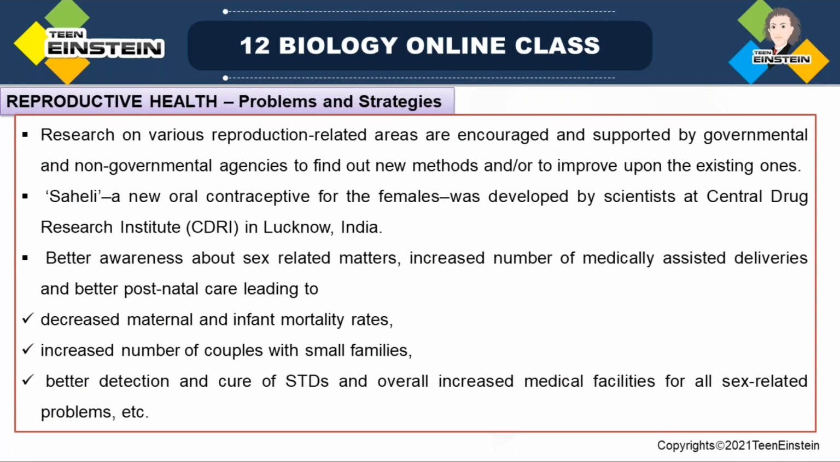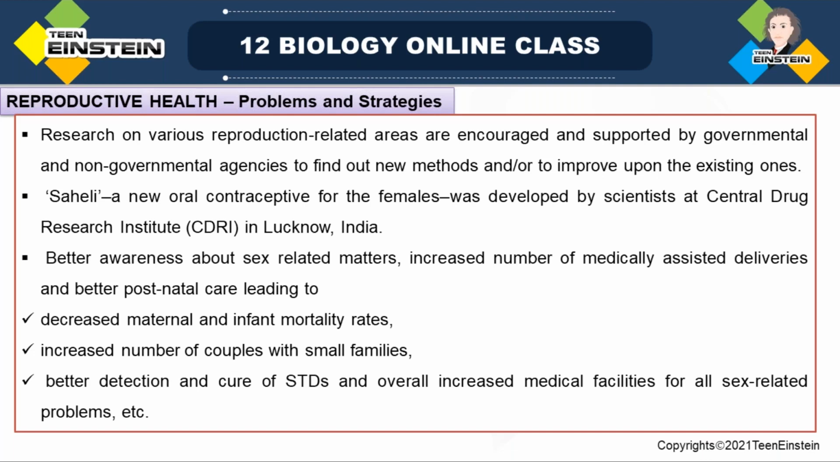Then research on various reproduction related areas is encouraged and supported by governmental and non-governmental agencies. Why are they supporting it? To find out new methods and to improve the existing ones. Reproduction related research and studies are all encouraged and supported by governmental and non-governmental agencies.